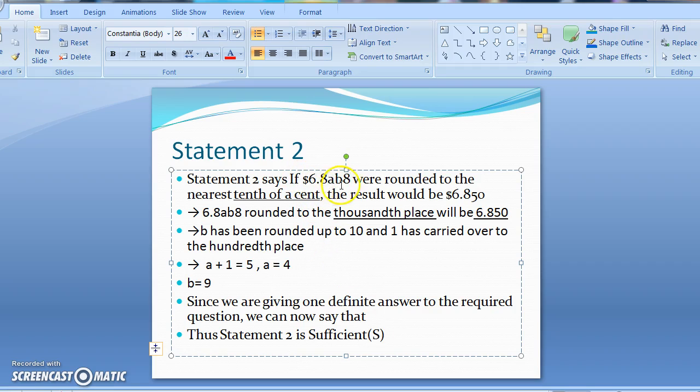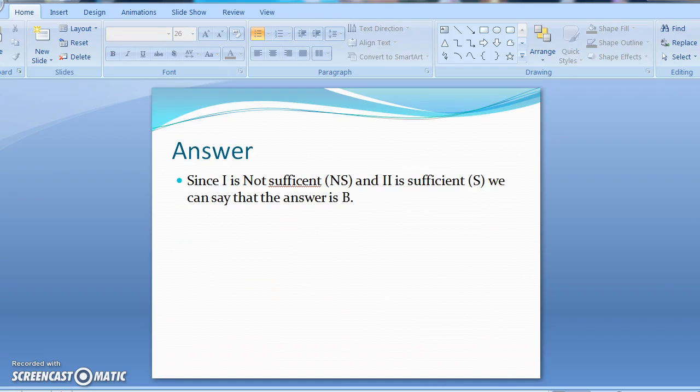Quickly recap. 6.888 rounded to nearest tenth of a cent. Then tenth of a cent means the 1,000th place. Look at the 1,000th place. Initially nothing was given. We put a 0. So 1,000th place is 0. Look at the 1,000 digit here. It is B. Look to its right, it is 8. So we now know that B will be rounded up, and it will become 0. 0 means B was 9, and it was rounded up to 10. Now 0 is left, and the 1 gets carried over to A, and A plus 1 becomes 5, which results in A to be 4. We get B equal to 9, hence a definite answer. Statement 2 is sufficient.